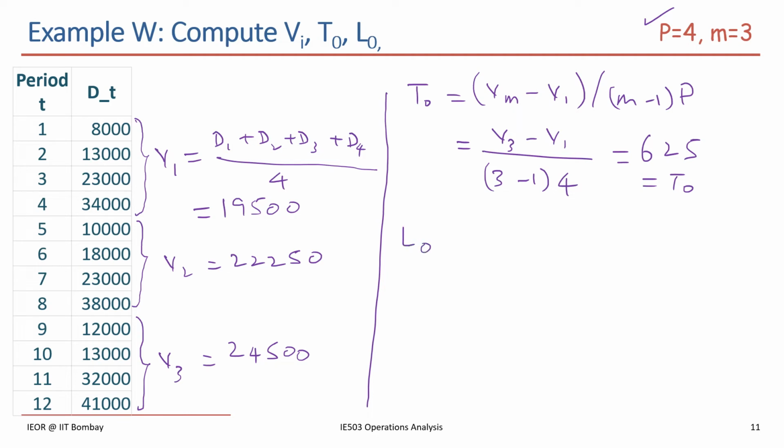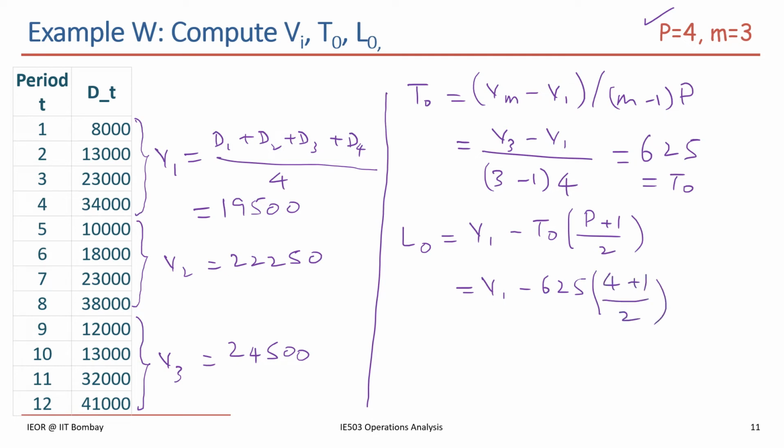Now I can compute my L naught, which is simply given as V1 minus T naught into (P plus 1) by 2, which in this case becomes V1 minus 625 into (4 plus 1) by 2, which comes out to be 17,937.50. That's your L naught. So now we quickly determined our T naught as well as our L naught. That is going to be very useful for all the other steps.